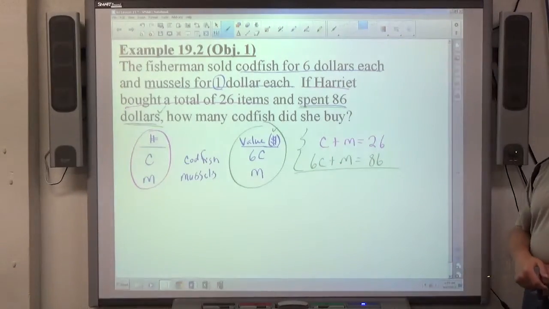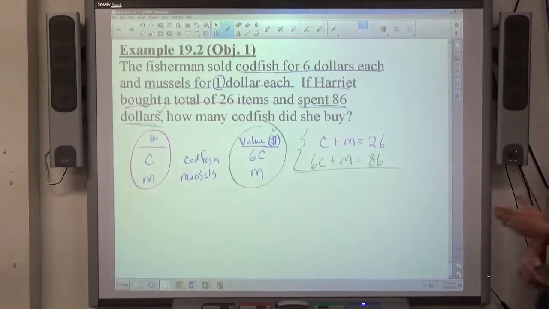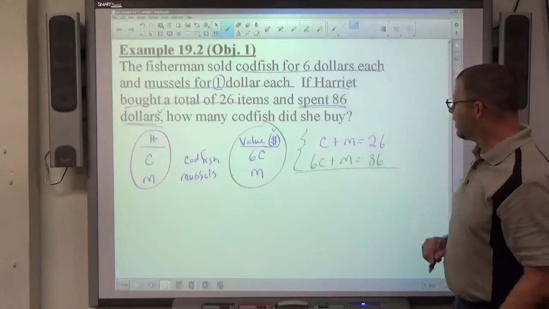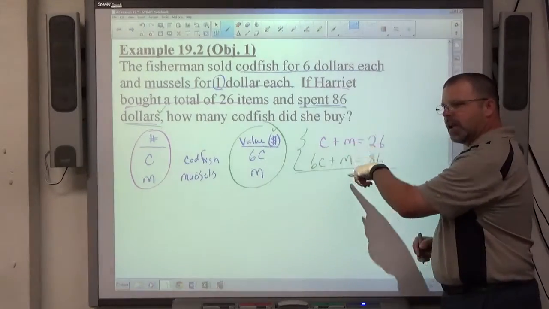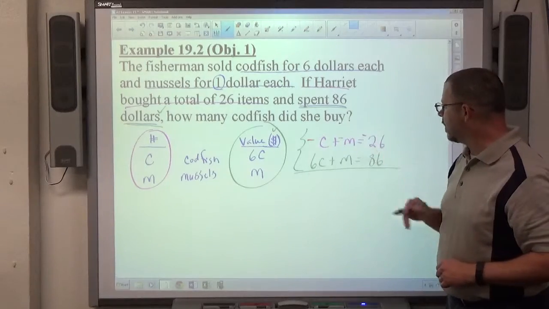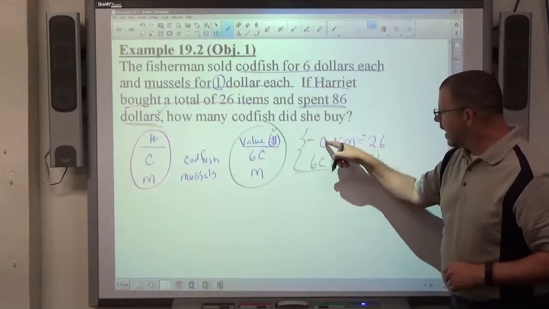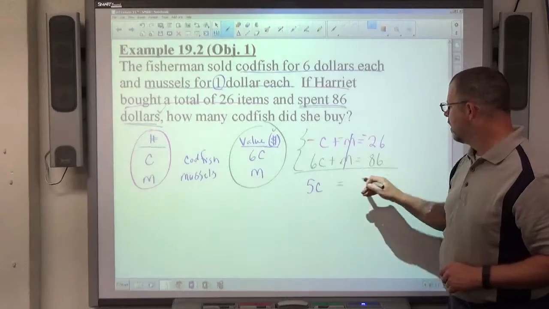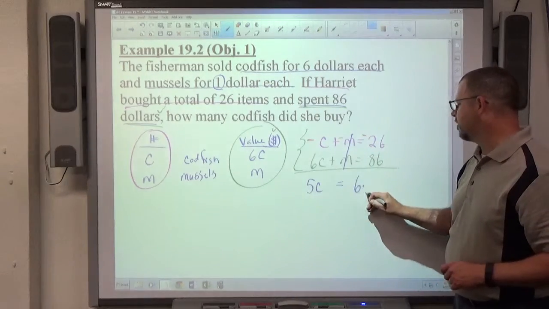And we're ready to go immediately, right? Unlike the last problem, nothing divides evenly into all 3 of these numbers. So I'm going to change the signs on this top equation so the M's are going to cancel. Minus C minus M and minus 26. Negative C plus 6C is equal to 5C. Negative M plus M cancels. 86 and negative 26 makes 60.